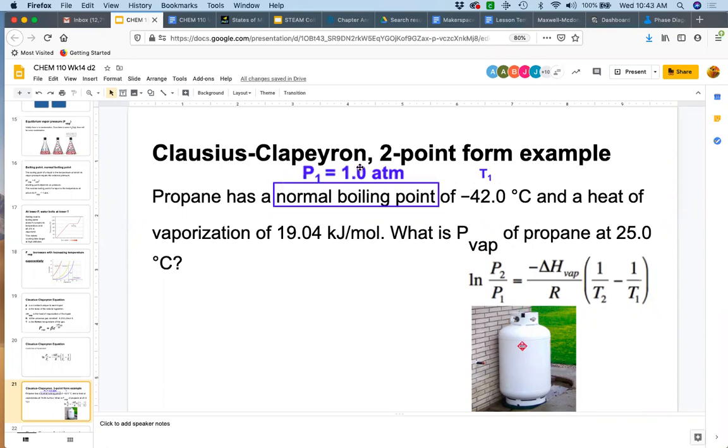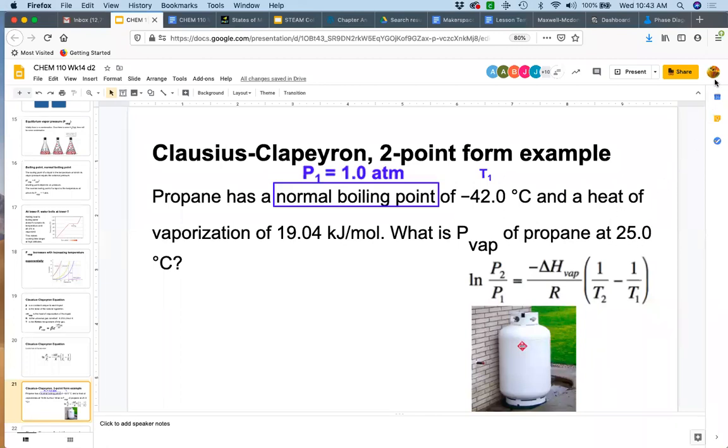So notice here, I have my P1, so it says at a normal boiling point. Well, we know that normal boiling point means a pressure of 1 atmosphere. They give me T1, this is a temperature, and they give me my heat of vaporization. And then they're asking for P2, this is my P vaporization. So they're asking for P2 of propane at T2, 25 degrees Celsius.